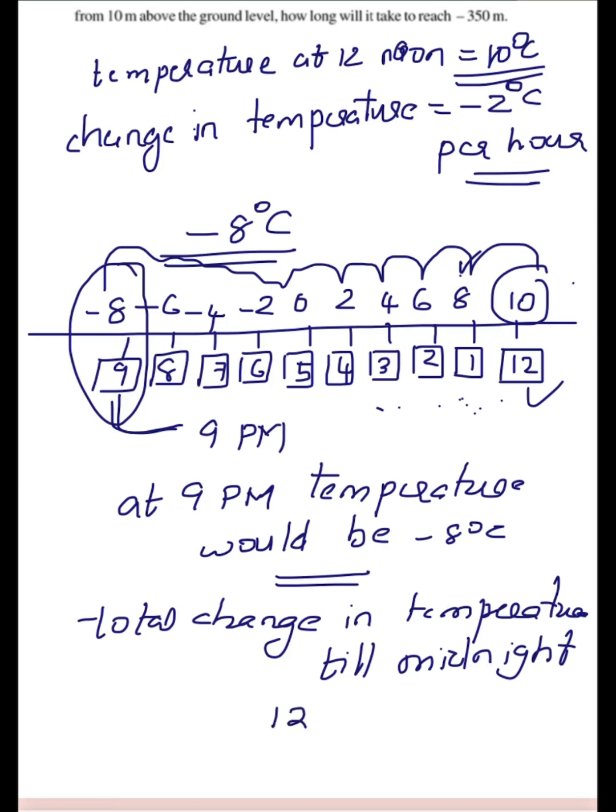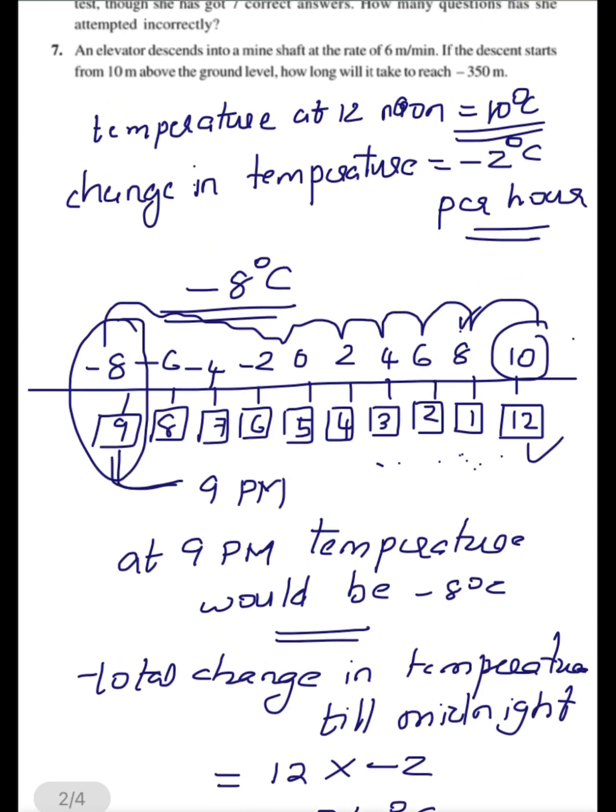12 hours, is it? From noon till midnight, 12 hours are there. And what is the change in temperature per hour? It's minus 2 degrees Celsius, isn't it? So the total change in temperature till midnight will be 12 into minus 2. That means it will be minus 24 degrees Celsius. Understand?